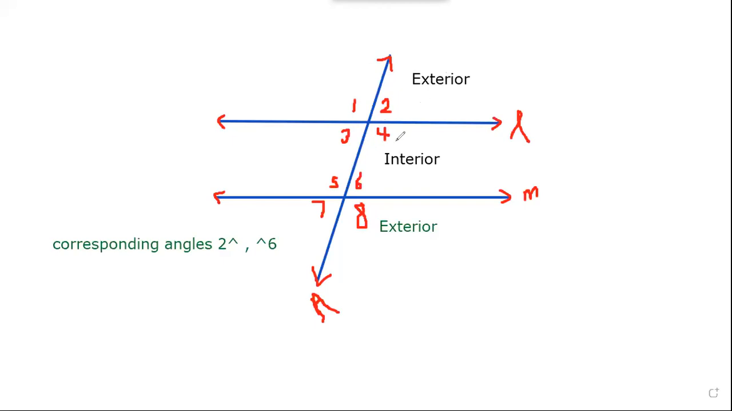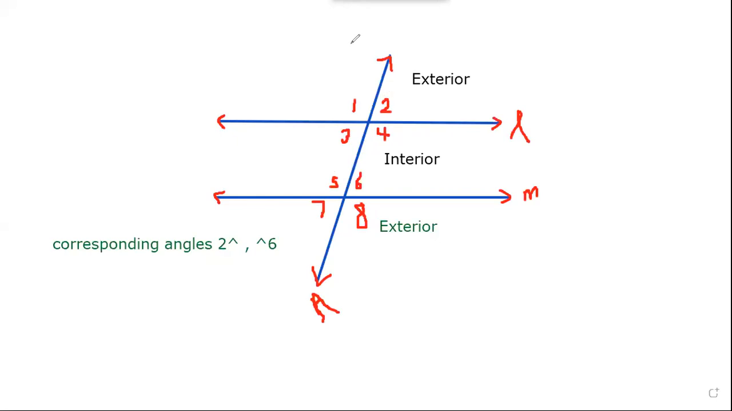Can anyone tell me two consecutive interior or same side angles? Where can we find same side angles? Reem. 4 and 6. 4 and 6, and what else? 3 and 5. 3 and 5. Thank you so much.